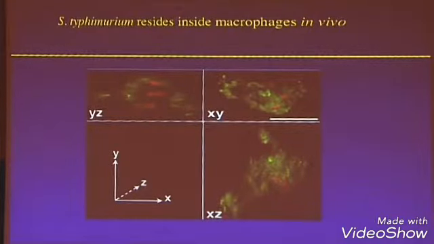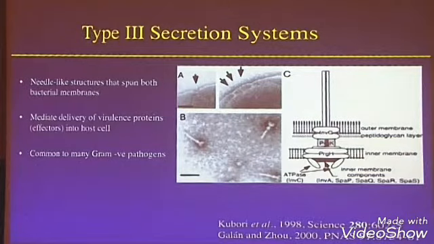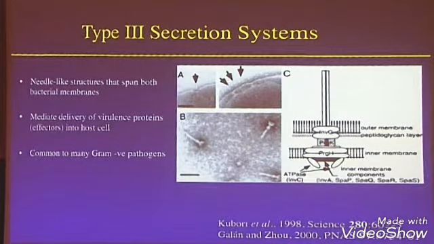So we really believe it does live inside cells, both phagocytic and non-phagocytic. There's been an awful lot done on how Salmonella gets into cells and causes effects in cells. And I think we all generally know that that's due to these type 3 secretion systems. These are specialized secretion systems that span the bacterial membrane and have the capacity to deliver molecules we call effectors into host cells. And these have been heavily studied in many gram-negative pathogens.